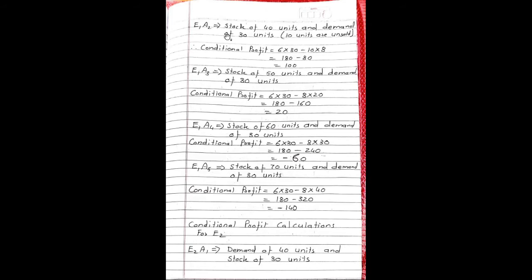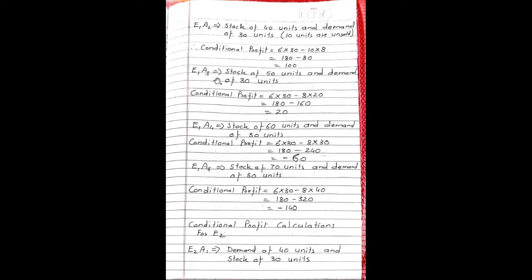E1 A2, stock of 40 units and demand of 30 units. So whatever is the demand, that many items will be sold. So therefore conditional profit is equal to 6 into 30. 10 items will remain unsold, so minus 10 into 8. So the conditional profit value is equal to 180 minus 80. So answer is 100.